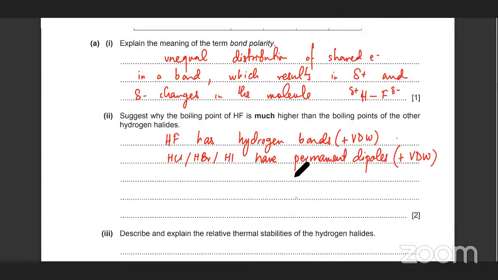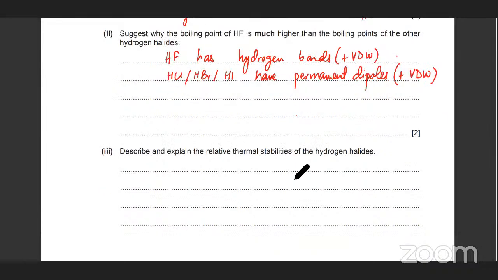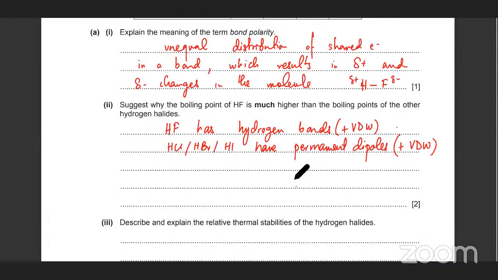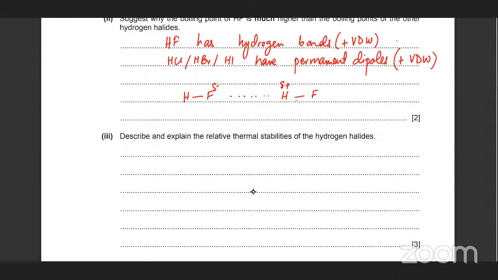And the relative thermal stabilities of the halides. Remember, when you're talking about boiling points, you're not actually breaking the bond. So when you're talking about the boiling point of HF, you're basically talking about the attraction that exists between the partial positive and the partial negative between the two molecules. You're breaking the intermolecular forces. But when you talk about thermal stabilities, you're actually breaking the bond.